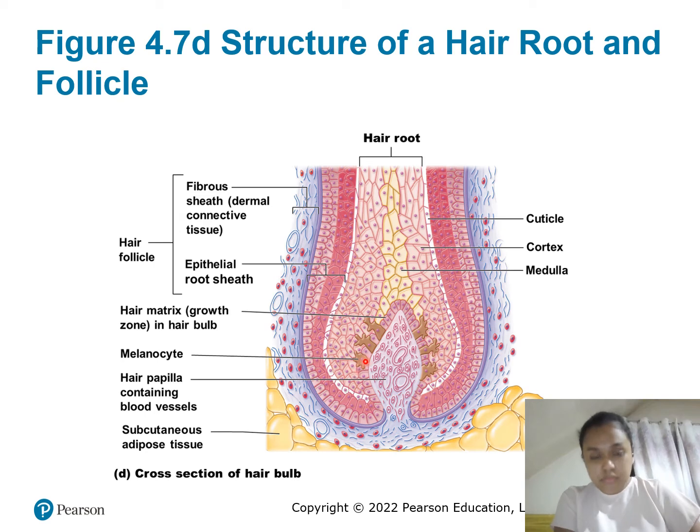Okay. So the melanocytes are responsible for the color of your hair, and then your hair papilla. This is where your blood vessels are. This is the adipose layer. This again, the blue layer here, is the connective tissue. In this case, the fibrous sheath or the dermal connective tissue. Okay.